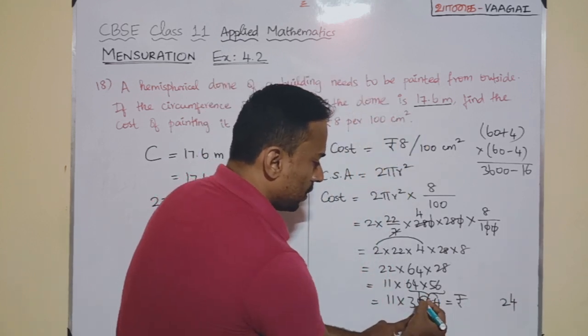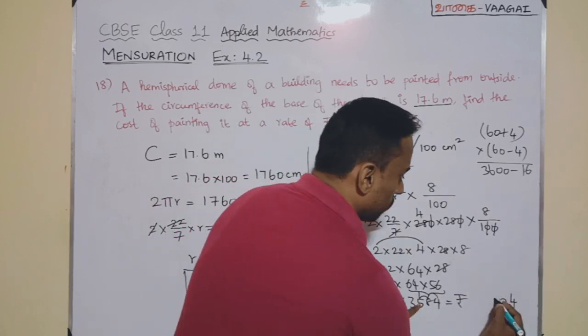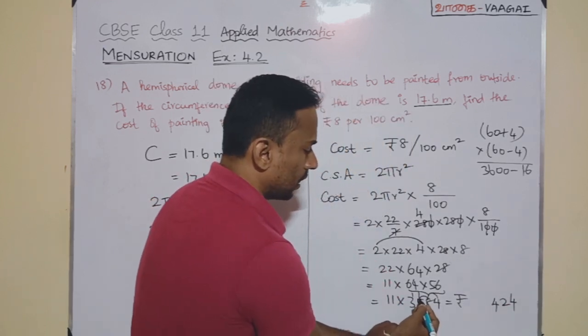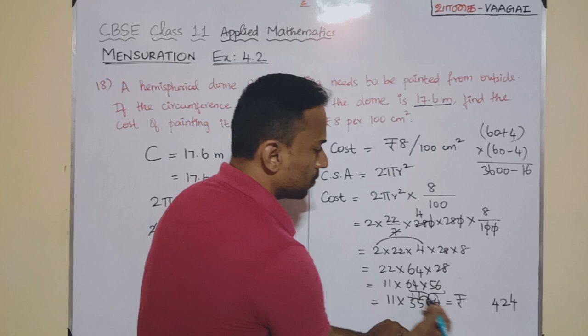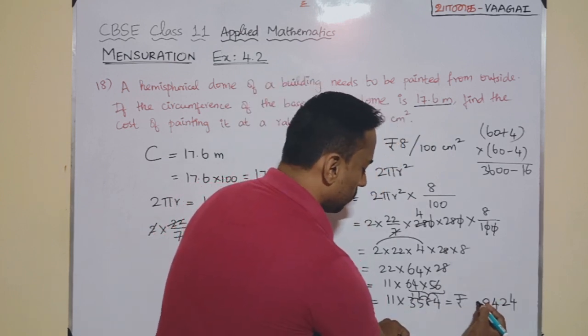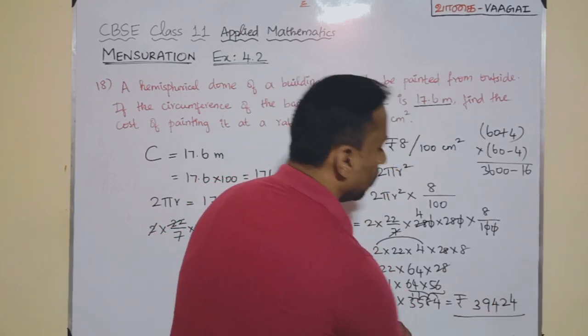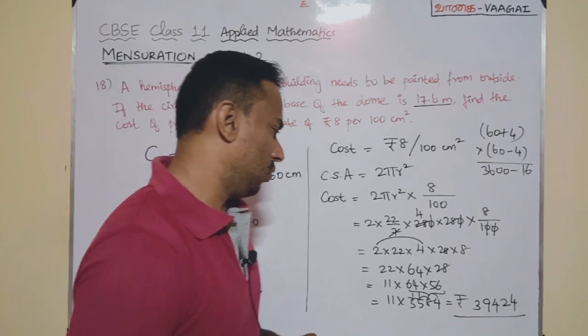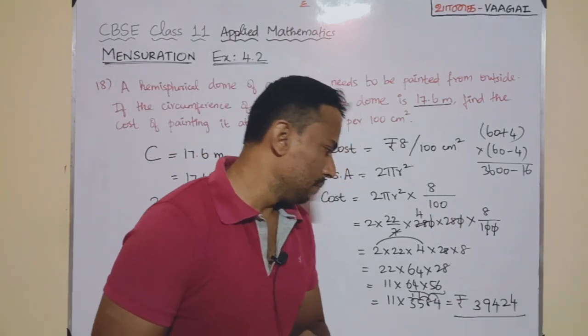8 plus 5 will be 13. 13 plus 1 will be 14. Take the 1 carry. Again 3 plus 5 will be 8. 8 plus 1 will be 9. And then finally take this 3 also. So this is 39424. Yes, we are finishing this.